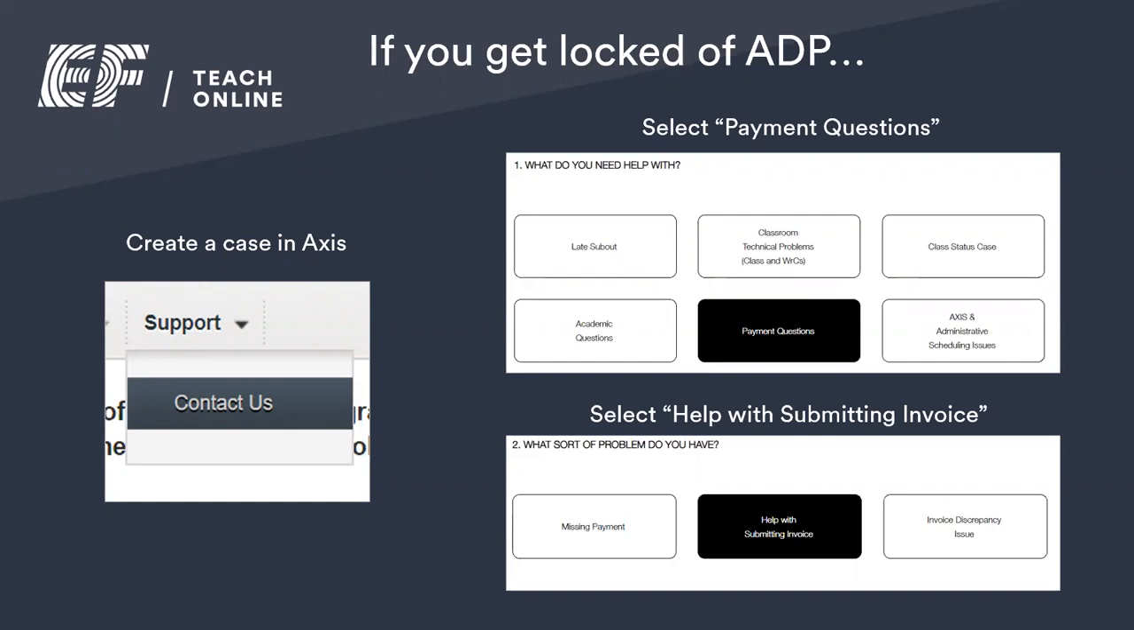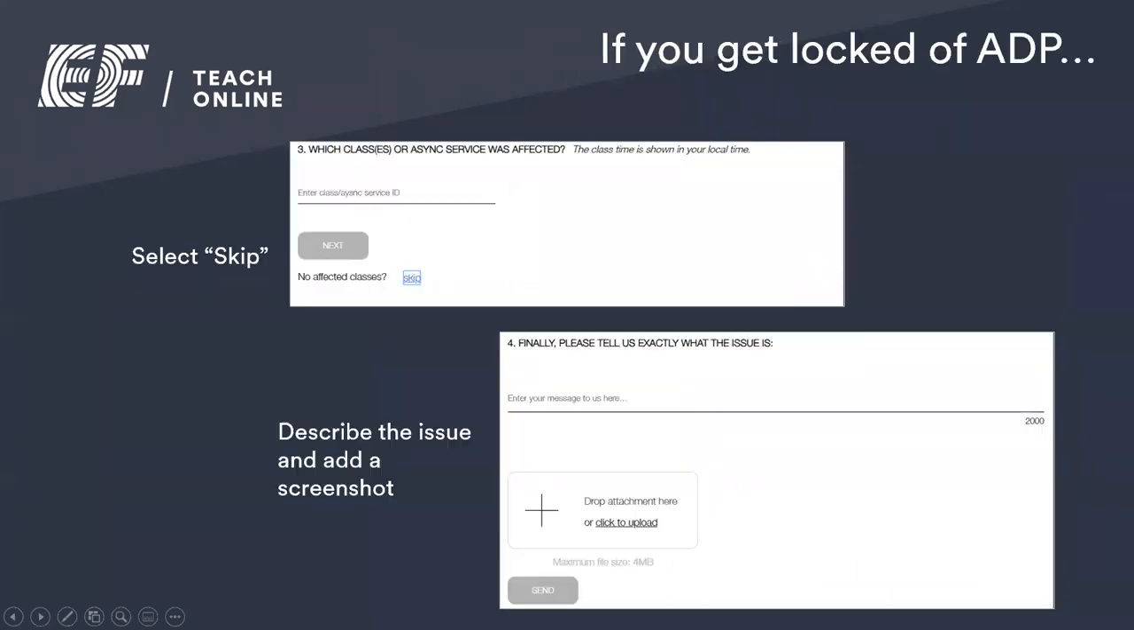So these are the steps that you would want to take to do that. You would go ahead and create a case in Access. Under support, you would select contact us. In step 1 here, you would select payment questions. Step 2, help with submitting an invoice. Step 3, you can go ahead and skip because it's not specific to any class ID. And then in step 4, provide us with any details regarding the issue that you're experiencing.